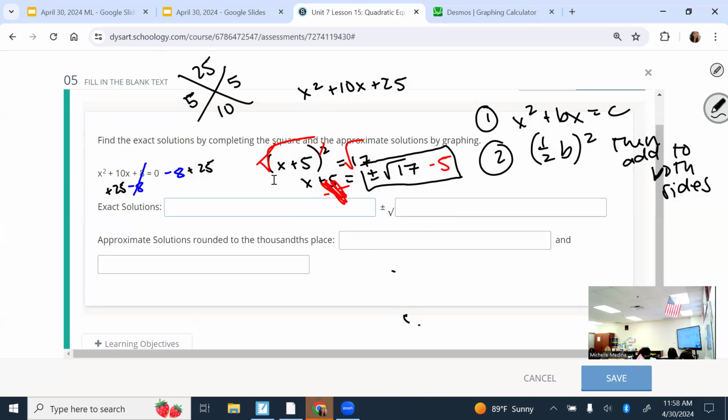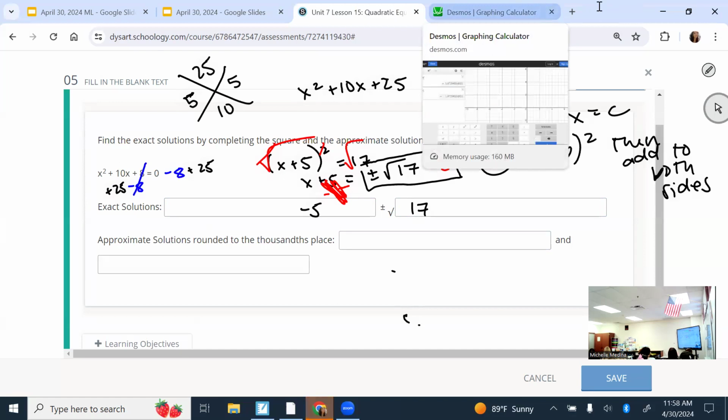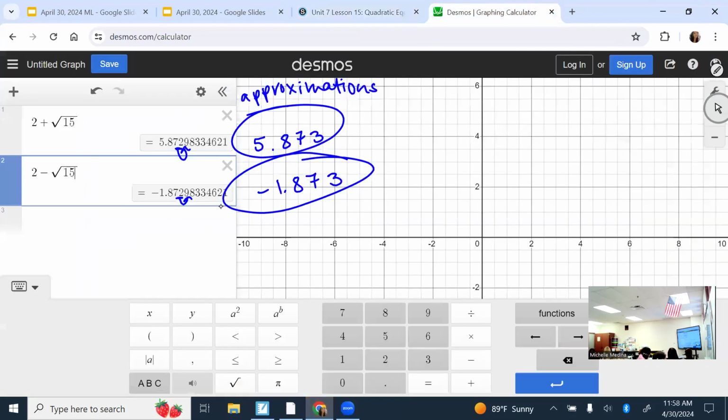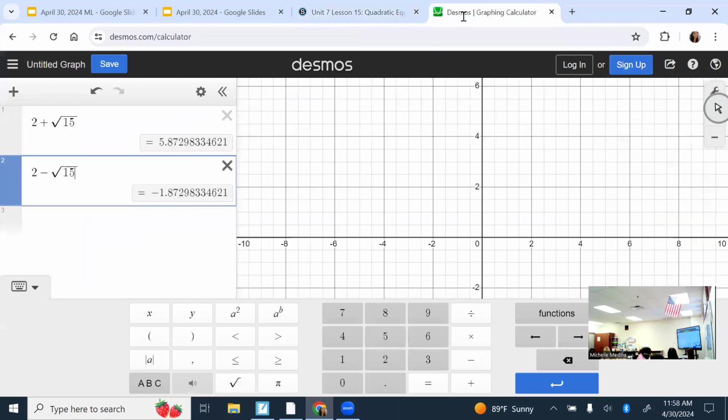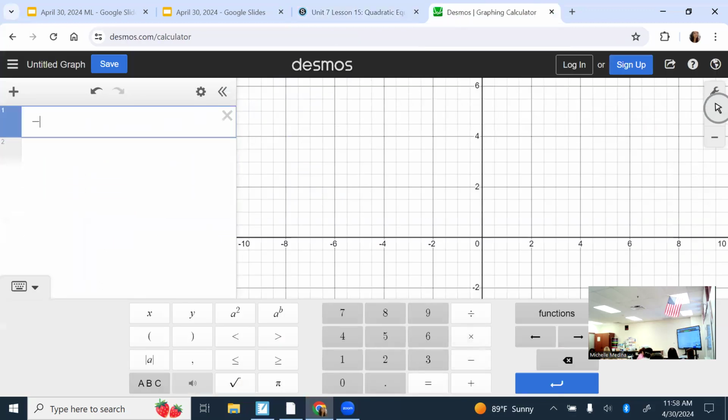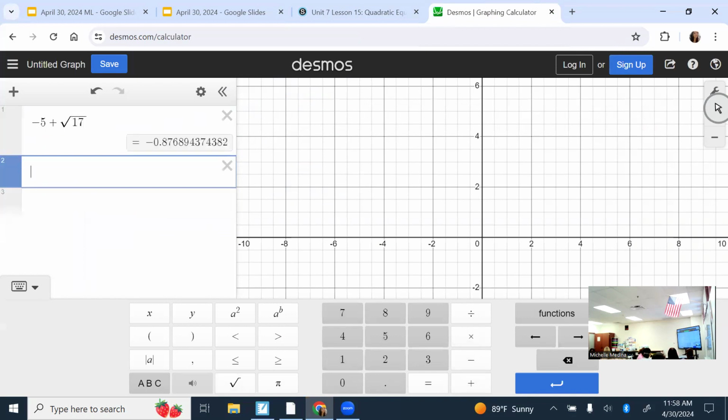Okay, but it was negative 5 here, 17 there. Now for my approximate solutions, I go to Desmos, or really any calculator, to give me the approximate values. So it was -5 plus or minus the square root of 17. Then -5 plus the square root of 17, and -5 minus the square root of 17. Oops, -5, that's my bad, and I needed to put the minus here. Okay, yes.